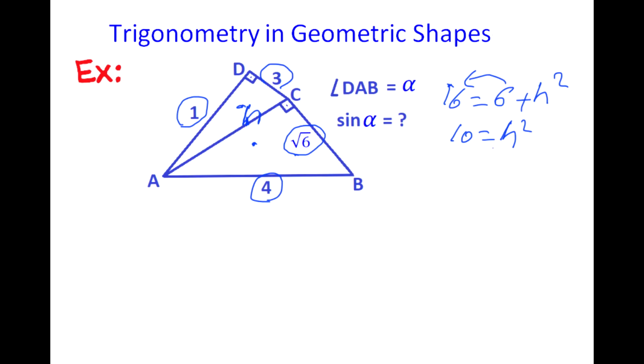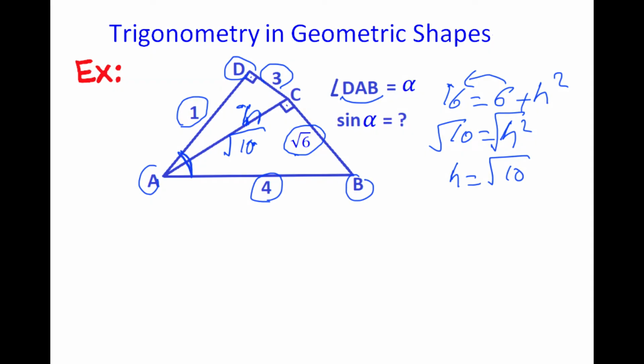Anyway, here, guys, if you take the square root of both sides, then we have h as the square root of 10, guys. So this height is actually the square root of 10. And for sine alpha, what you can do is, guys, the angle DAB, if you look here, we have DAB, right? This is D and this is A and this is B. If you follow this path, then actually this is alpha. So we're asked to find the sine value of this angle.